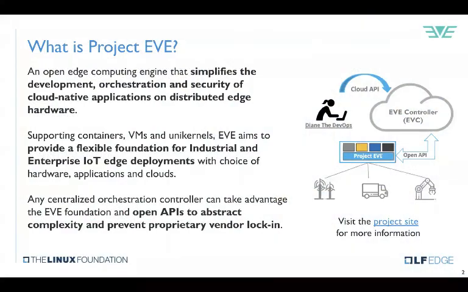So, what is Project Eve as part of LF Edge? It's an open source project. It's all about creating a universal edge computing engine for IoT workloads as part of the smart device edge. We talked about the taxonomy a little bit in the introduction, and we definitely recommend checking out the white paper online from LF Edge. It's a universal abstraction layer to make it easier to deploy and orchestrate hardware and applications on distributed hardware.